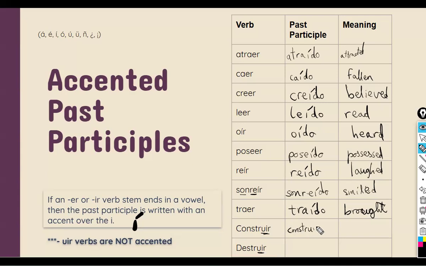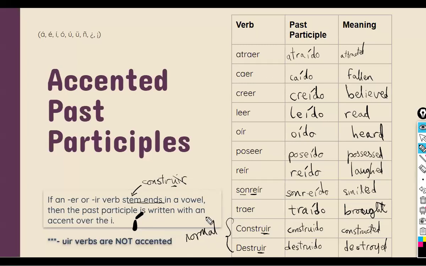Construido, constructed. Destruido, destroyed. Right, now why are these on the list if they are normal? They don't have an accent. Why do we have them on the list? Because the rule said if the stem ends in a vowel, that means when you take off the AR, the ER, the IR, right, so you take off the IR, it ends in a vowel, you put an accent. But these are exceptions to that rule. So they are actually normal. So I just put them in there to highlight, right?